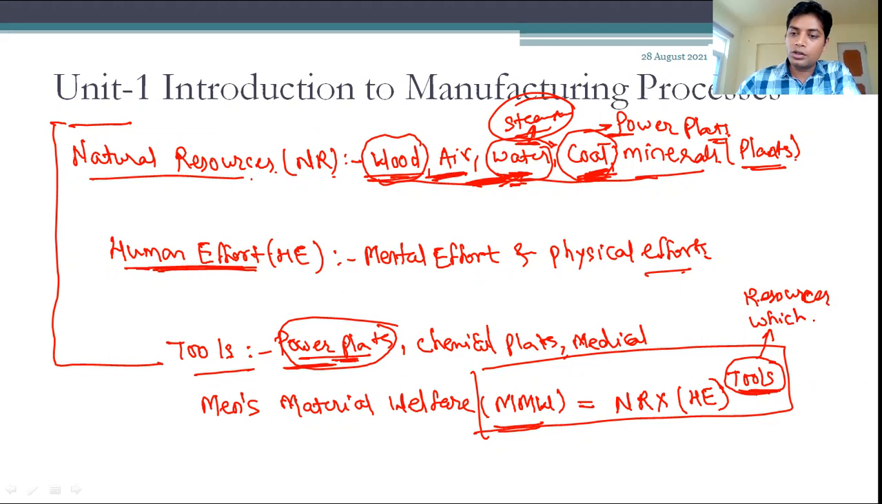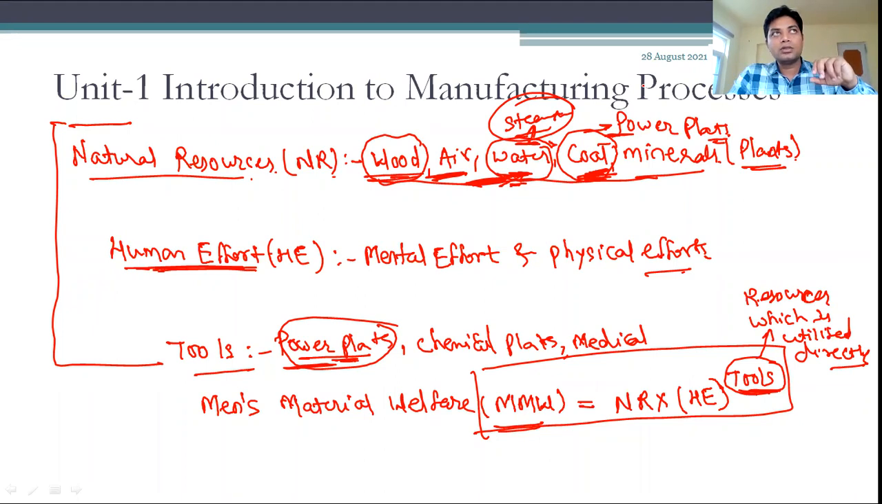The resources which are utilized directly. Like a power plant is there. So from the power plant, we are directly using that electricity. For an example, if I talk about cement, then there are different types. While constructing, we are using the cement.